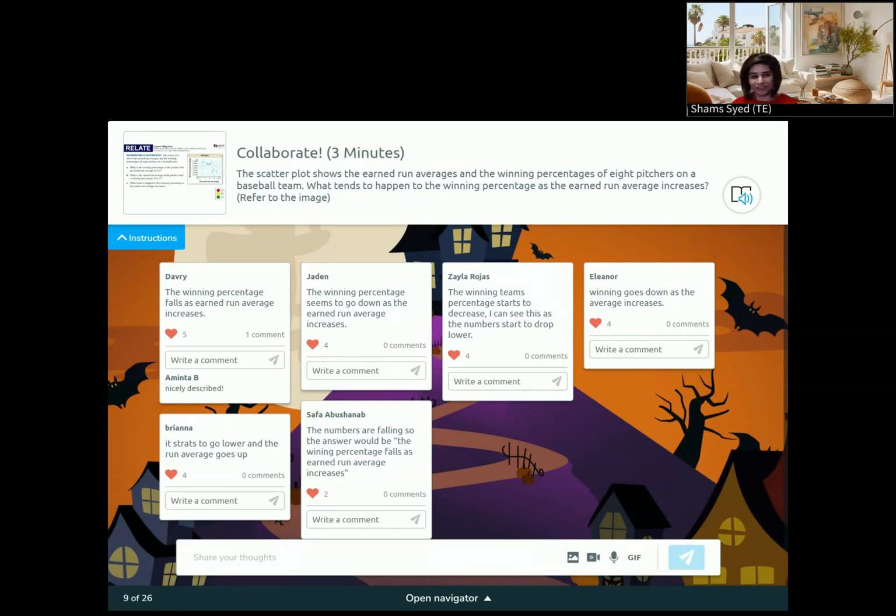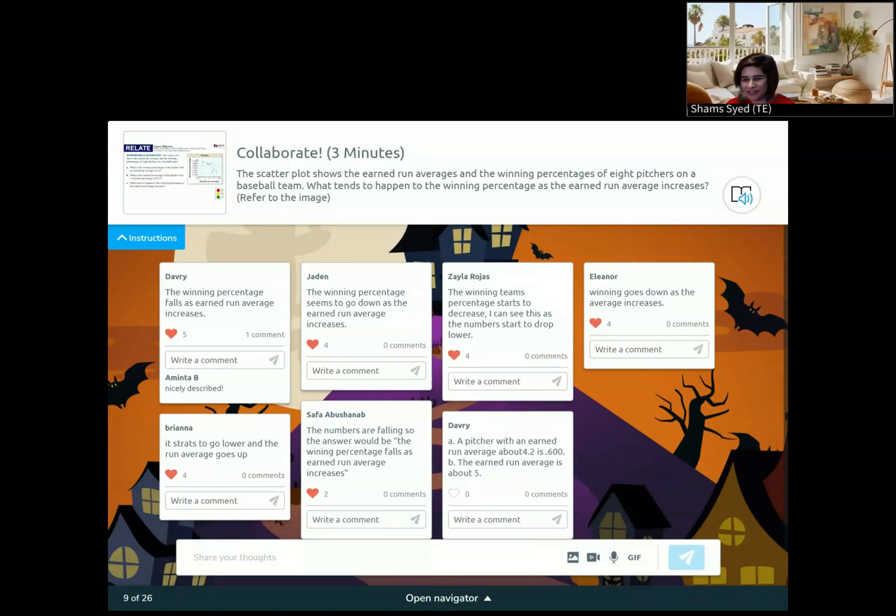Timer says it's time, and here we see Davy's response. Davy responded to part A and B. A pitcher with an earned run average about 4.2 is 6.6. Yes. The earned run average is about 5. That is also correct. Very good. Is there anything somebody wants to share over the mic, over the chat, over the discussion? If you are still typing, let us know.